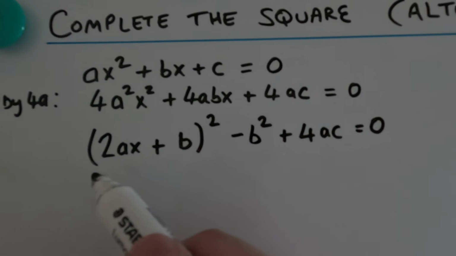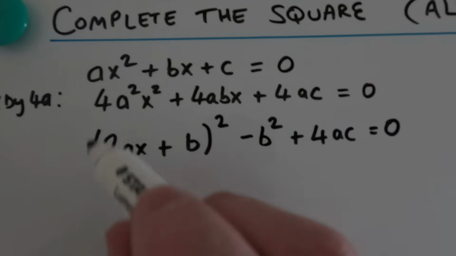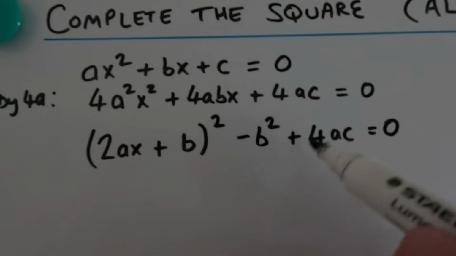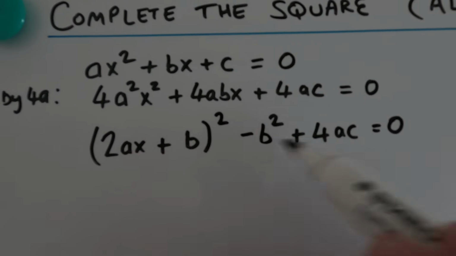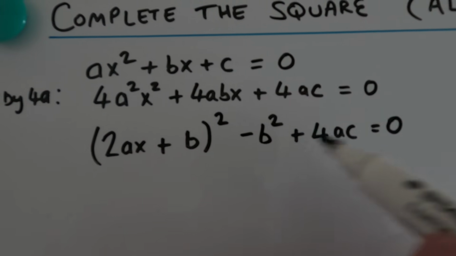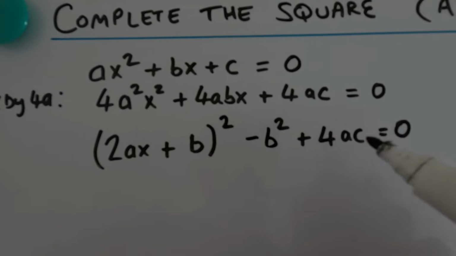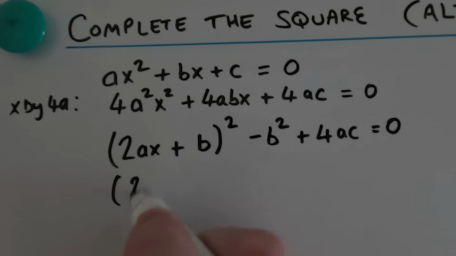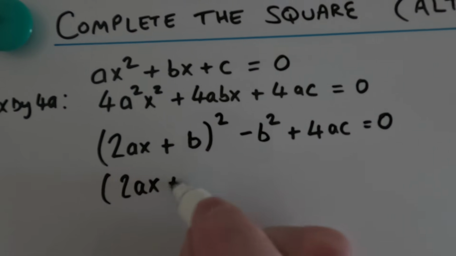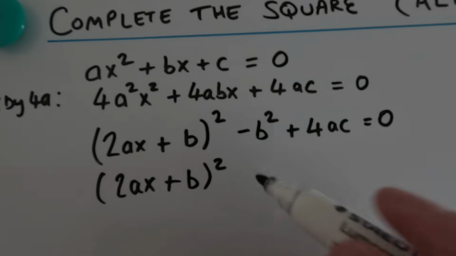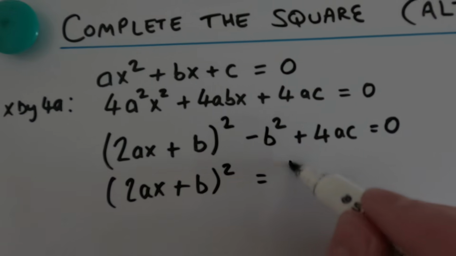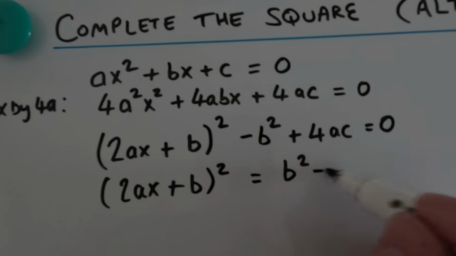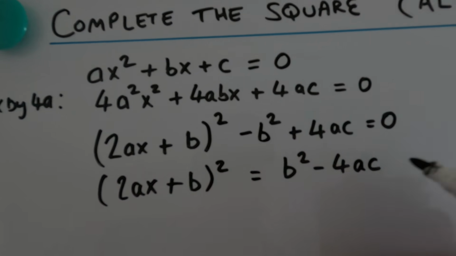So now we're just going to isolate anything involving x on the left, and I'll move everything else over to the right. These are just constants, these are just numbers. They don't depend on x. Okay, so let's move all that over. So 2ax plus b squared, and that's equal to b squared minus 4ac.